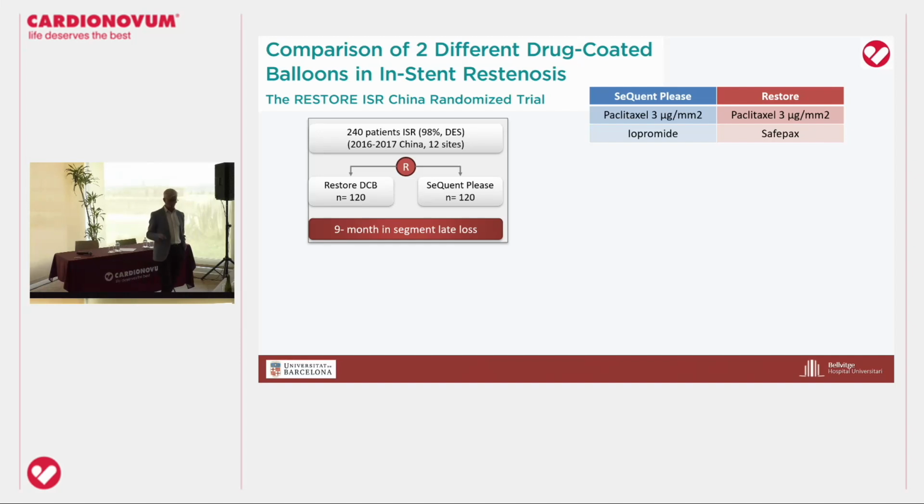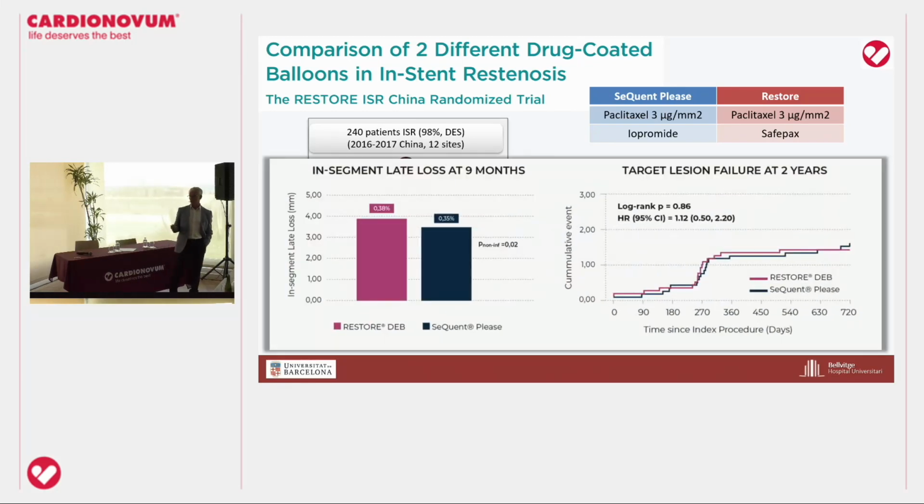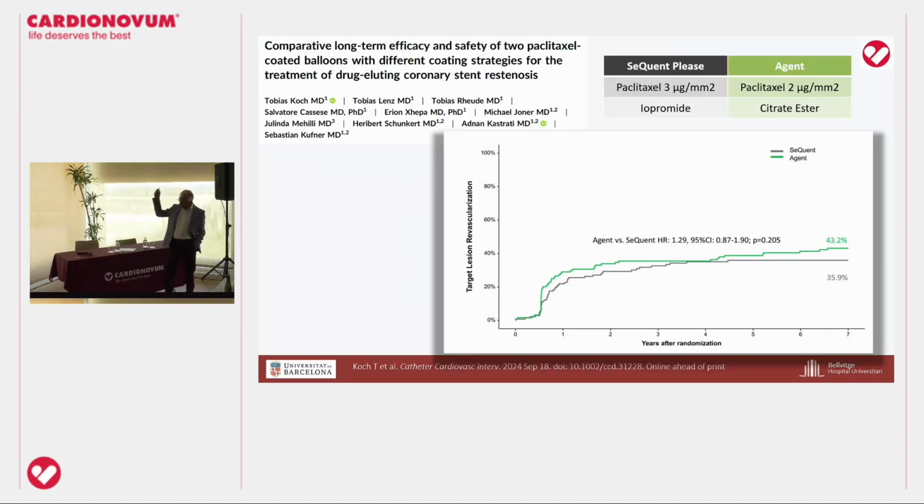For example, in the Restore In-Stent Stenosis China trial, they compared the same dose of paclitaxel, 3 micrograms per square millimeter, and the only difference is the excipient. We compared in-stent stenosis, and there is the same clinical effect from Restore in front of Sequent Please. So the efficacy from the clinical point of view is the same regardless of the excipient. There are other excipients, and they seem to be similar. So the effect of paclitaxel is quite stable, even with different formulations of the excipient.